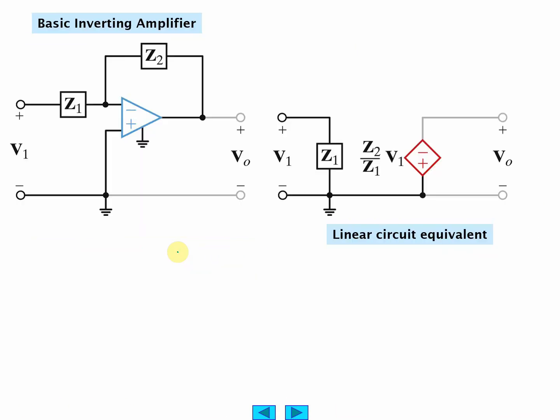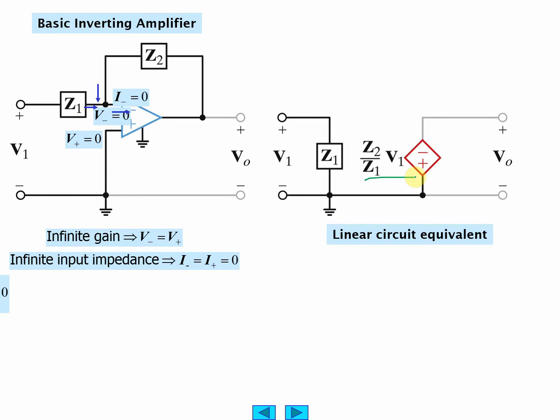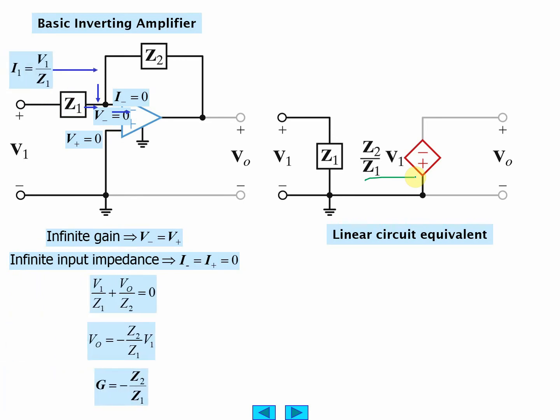Okay, so now we use impedances instead of resistors in our feedback loop. And this is the inverting. Remember, Z2 over Z1 times V1 equals V out. And there it is right there. So now we can change what Z1 and Z2 are to get the gains we want.